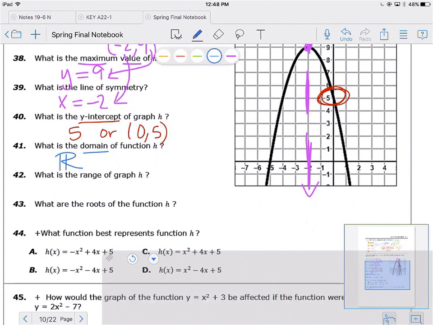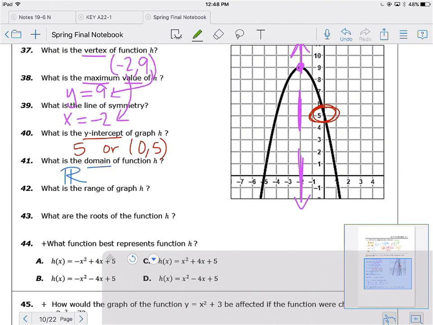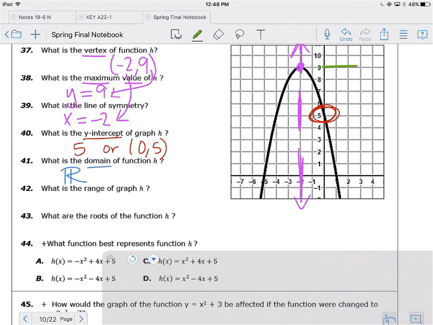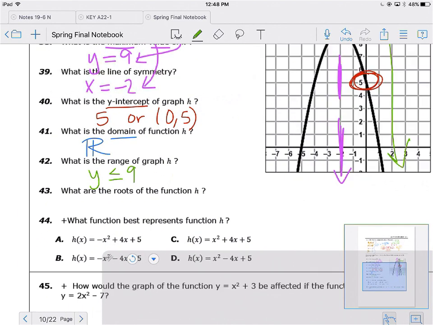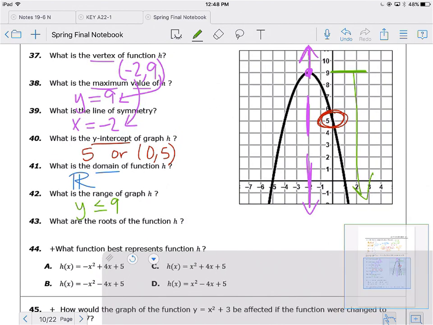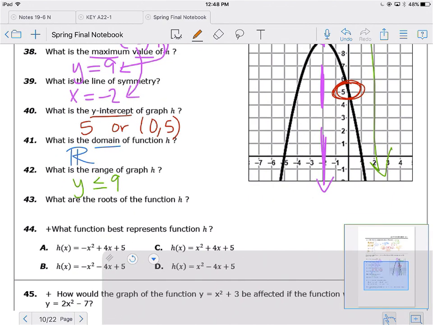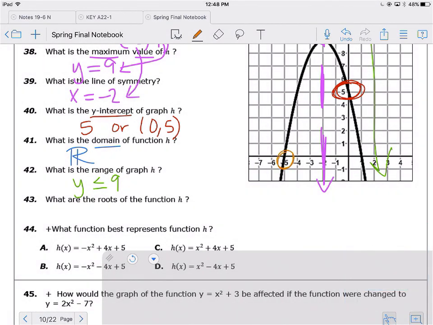The range, on the other hand, is a little different. The range is your y values. Your y values are at 9 and go down from there. So y and 9 are related. Because your y's are getting less than or lower than 9, we use a less than sign. But your y's could be 9 because that's where our vertex is, so we put the line under the inequality sign to include it. The roots of the function are where the function crosses the x-axis.